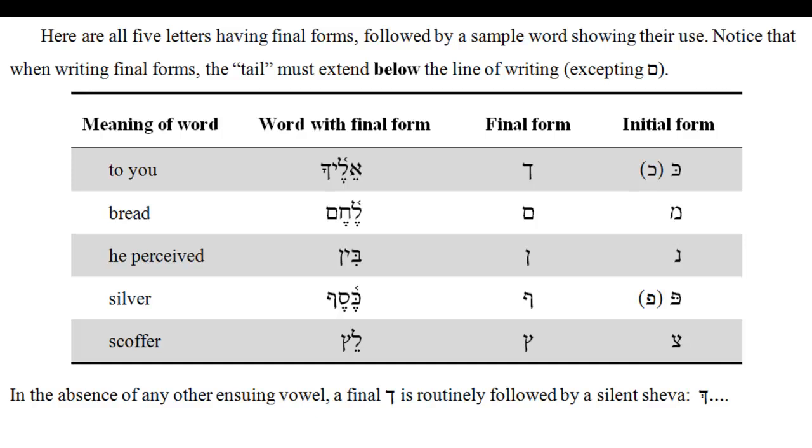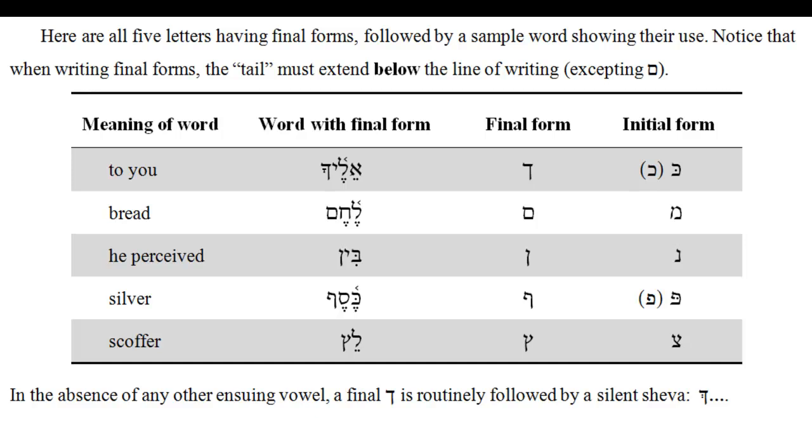The last consonant having a final form is Tzadi. And once again, here is a consonant that has not yet been formally introduced. It will appear in another segment soon. The final form of Tzadi is once again a long tail that must cross the lower line of writing. One of the words having Tzadi as its final consonant is the word Leitz.